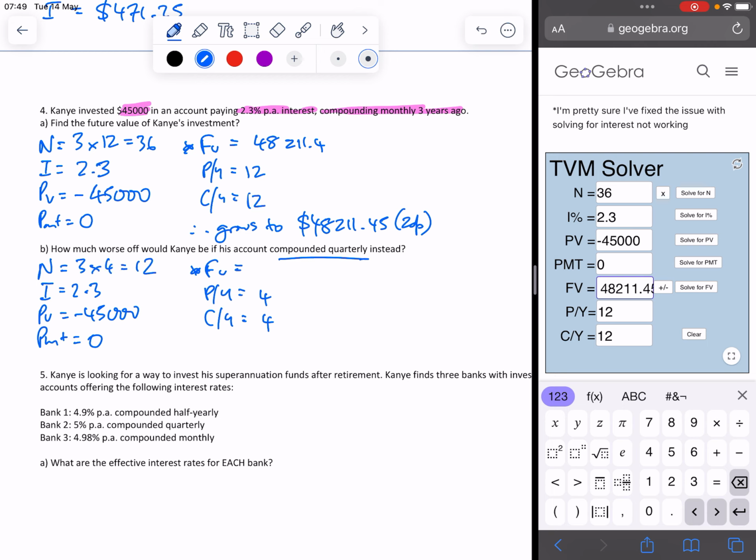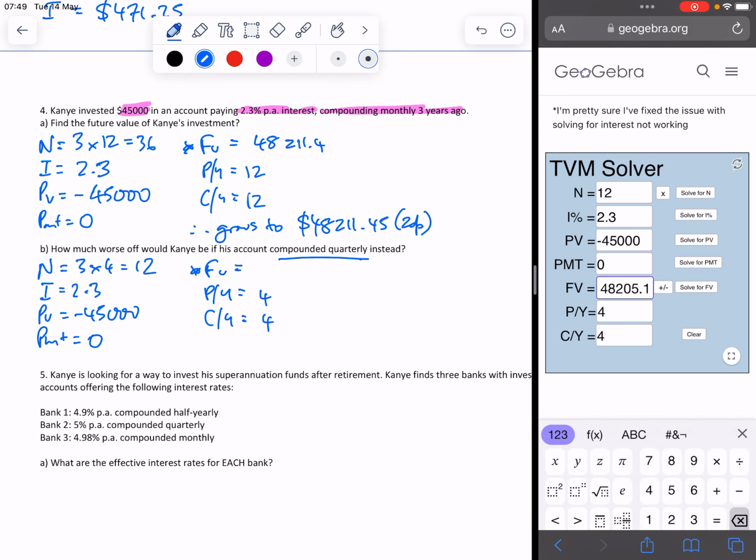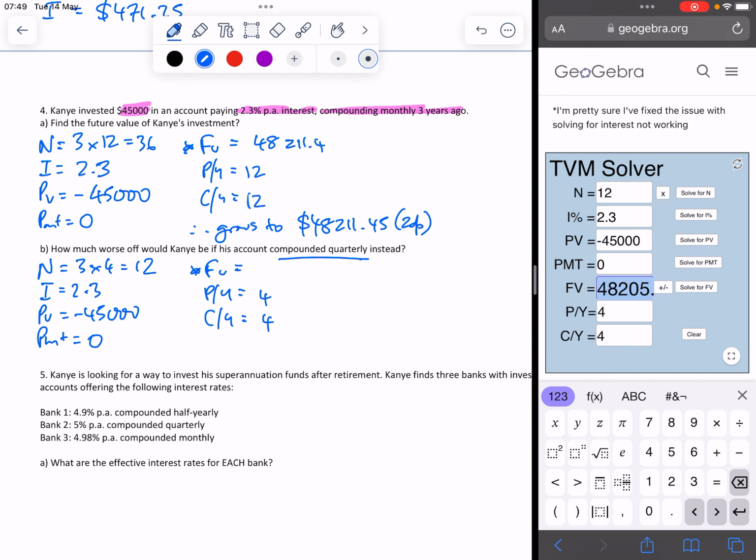12, 2.3, negative 45 grand. This becomes 4. FV is 48,205.1.